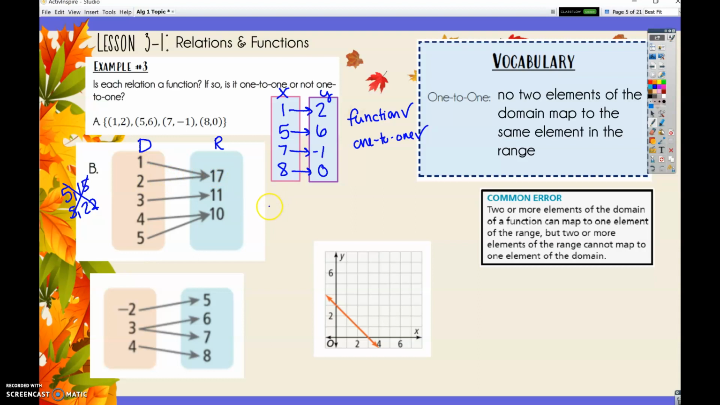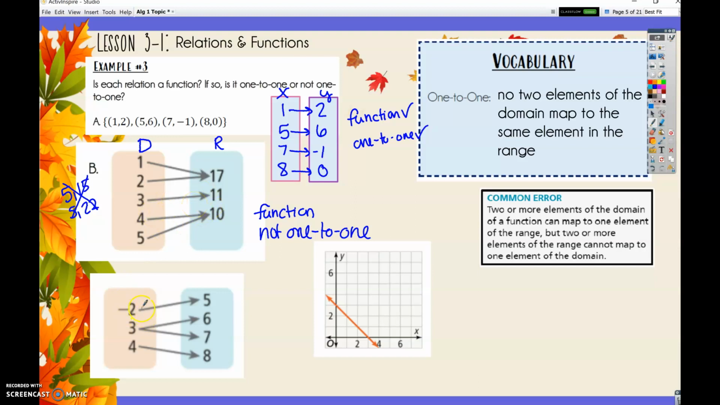That's okay. For this one, we would say it's a function because each input only is being mapped to one output. But it is not one-to-one. And that should make sense with our arrows because we can see that both inputs 1 and 2 are sharing the output of 17. Same thing with our 4 and 5, both mapping to 10. That's why these diagrams or bubbles with arrow mappings are super helpful.